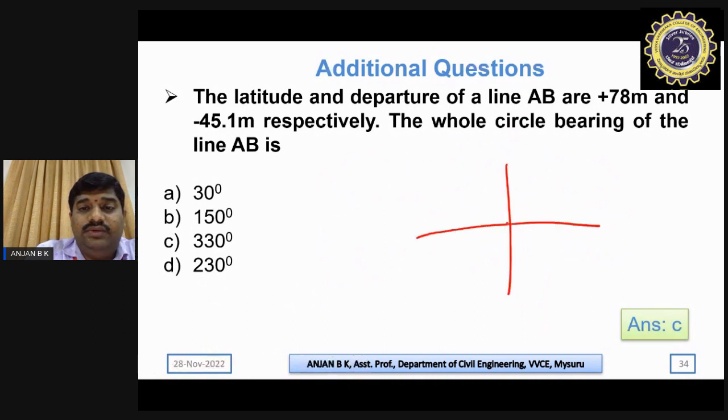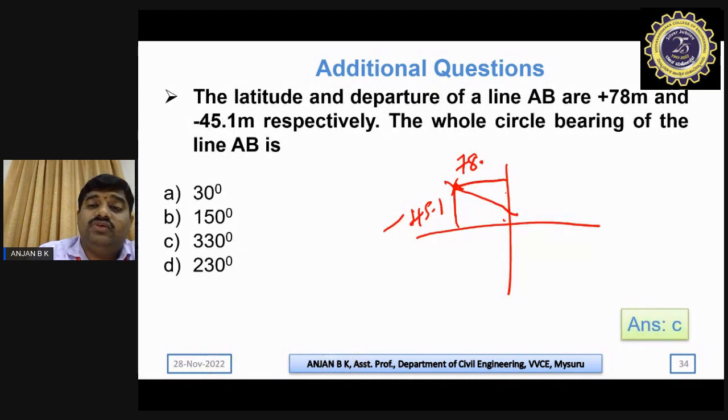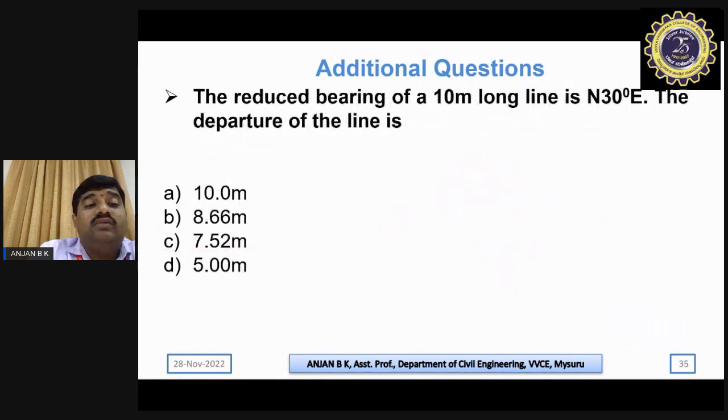So your latitude is 78 and this length is 45.1. You have to find the actual angle of the whole circle bearing. You can see it is in the fourth quadrant with respect to whole circle bearing. Fourth quadrant means only one option is there, 330 degree. So that is the correct answer here.